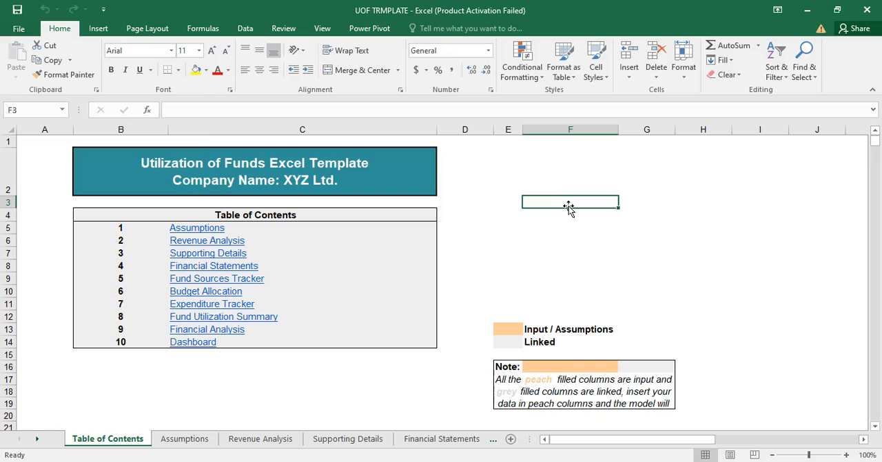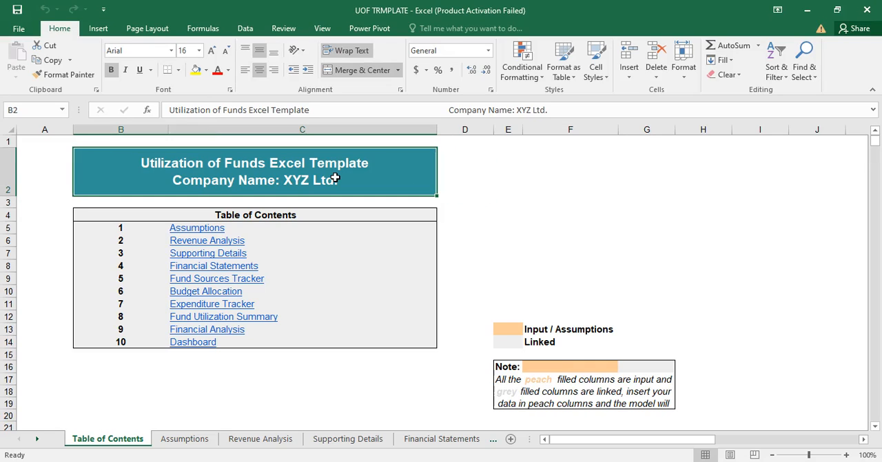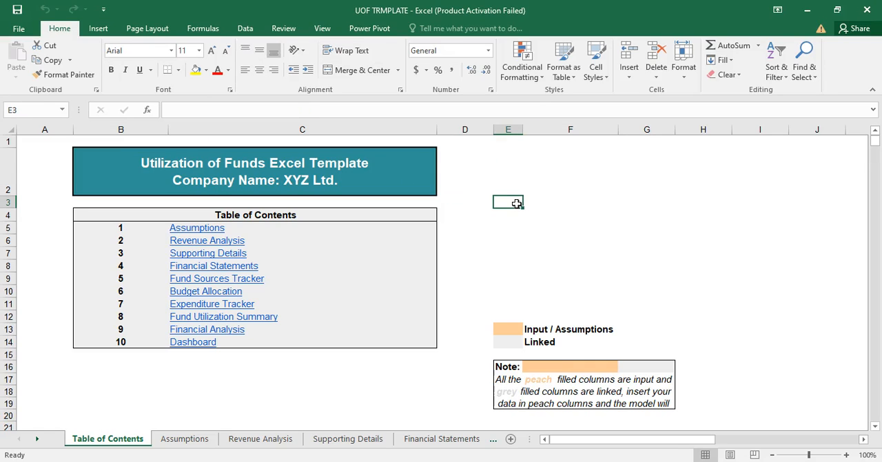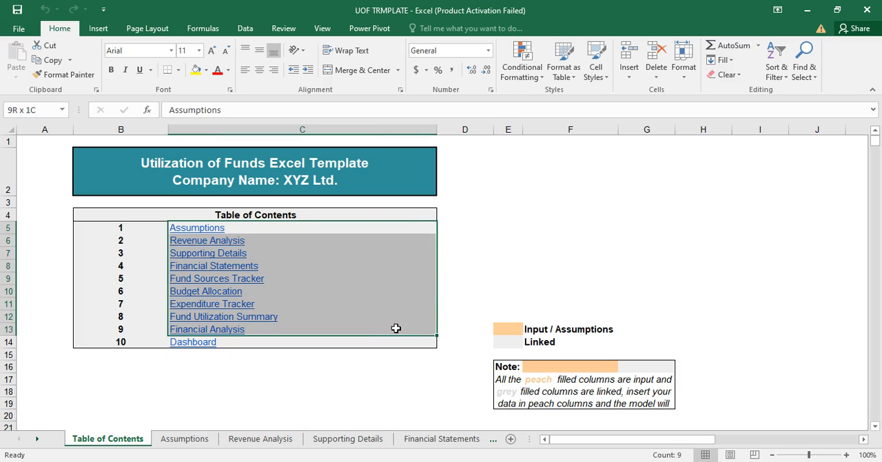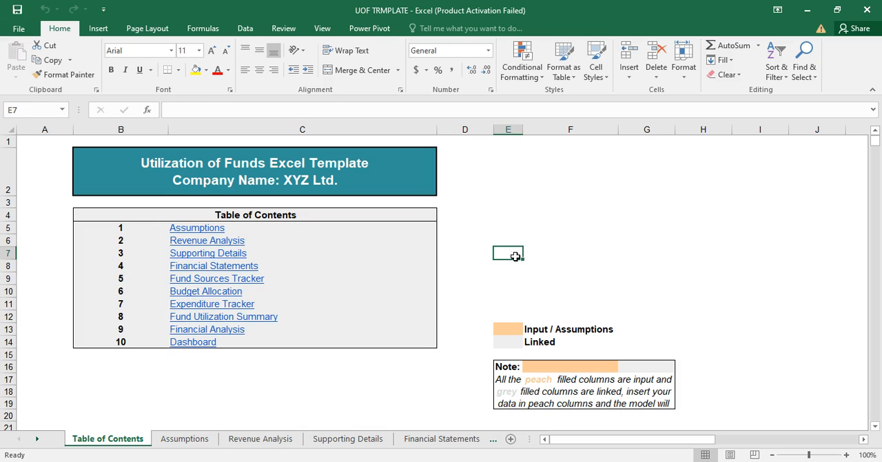Today we are back with a new Excel template that is for the utilization of funds for any business. This template is designed so that any business can use this for tracking its utilization of funds. In order to review this template, we are going to go through these 10 different tools.